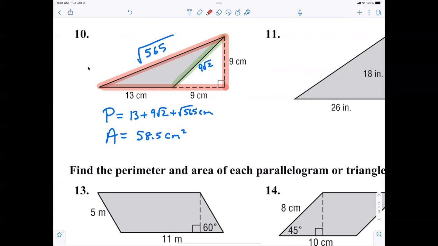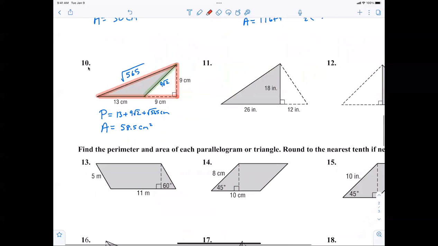It's the hypotenuse of that triangle, right? Yeah, but that's not a right triangle. That's why you have to use the big triangle. Right? Okay.